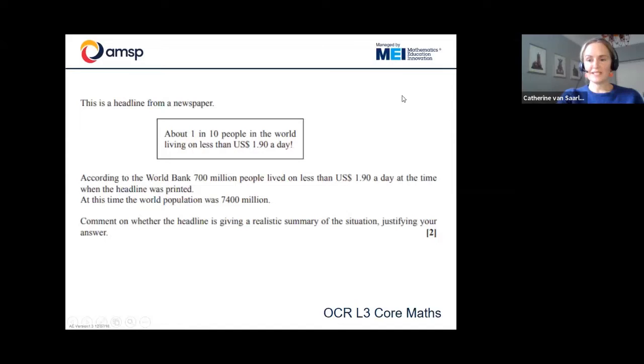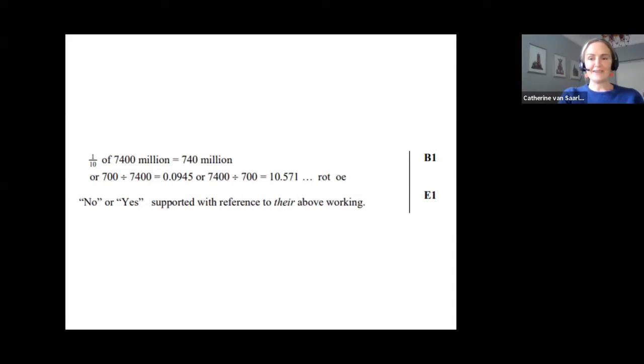Okay, I'm going to advance the slide now, and it'll show the mark scheme. So just to pre-warn you. So here is the mark scheme, and I think it's interesting just to note that both no and yes are allowed, so don't worry if you're worried about which one you said, as long as you've supported it with the correct working out.